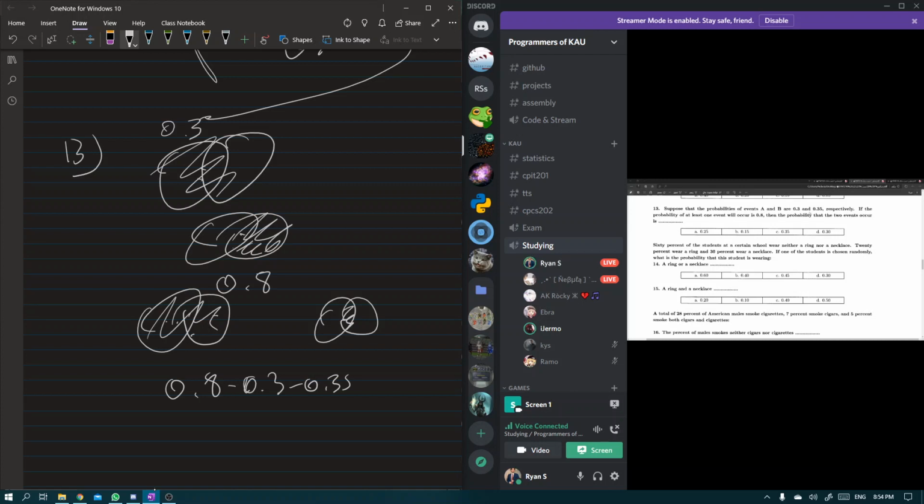I remember Omar saying that it's right, or it gets negative. At least one event will occur. I think it's wrong. The question is wrong.